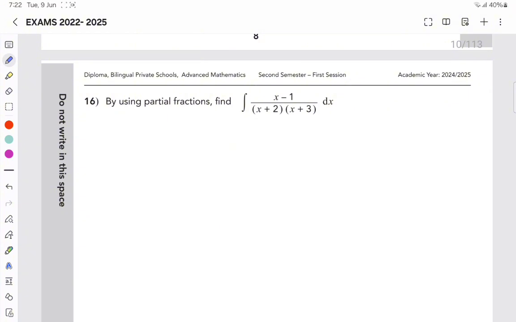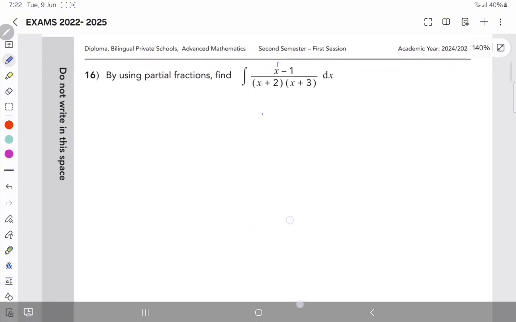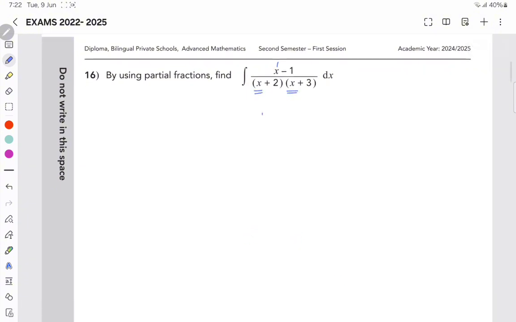By using partial fractions, find. So the partial fractions have 3 types. And always we split only the proper fraction into partial fractions. So how do we know if it's proper or improper? The proper fraction has a degree of numerator less than the degree of denominator. So look at this: the degree of the numerator is x to the power 1. In the denominator, x times x will be x squared. So we only split the proper fraction.